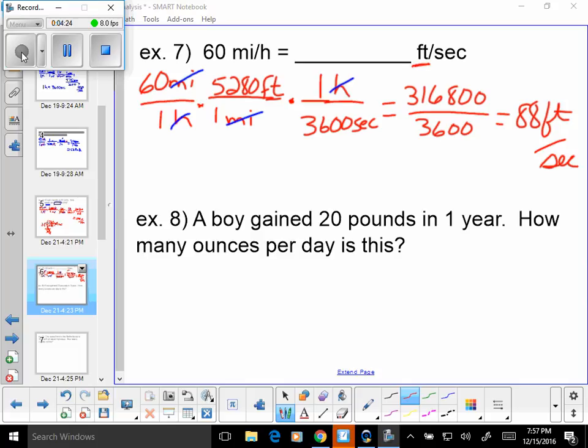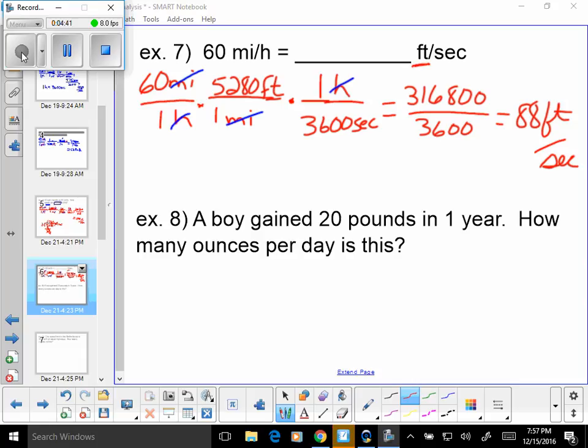So if you are traveling in a car at 60 miles an hour, that's 88 feet per second. That's one of the reasons why they tell you not to follow too closely, because it takes a long time to slow a car down. You're still going at 88 feet per second.